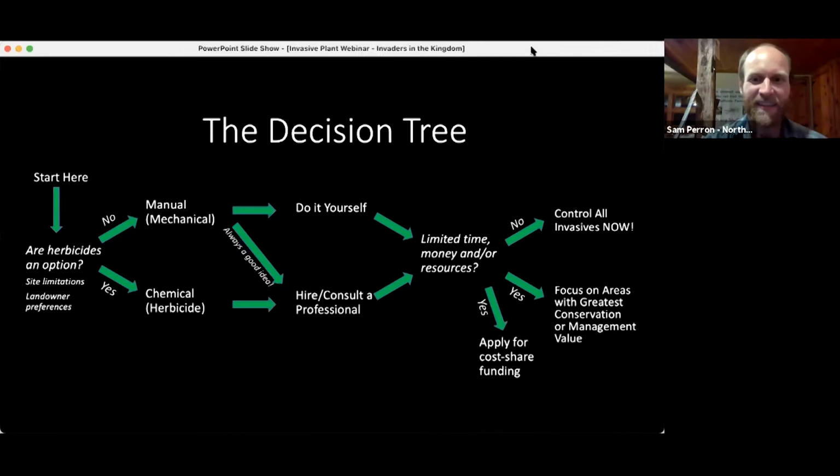In any of these options, you kind of have to consider whether your time, money, and resources are limited. If you have unlimited time, money, and resources, that is a great situation to be in. In that case, I would recommend that you control all the invasive plants that you are dealing with and do it soon. That's a good situation.